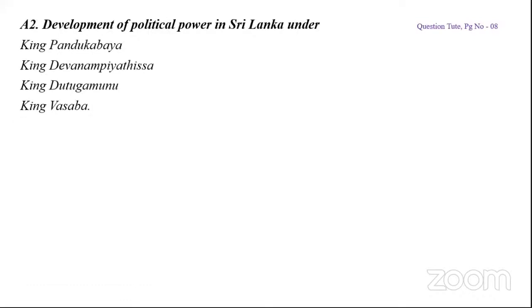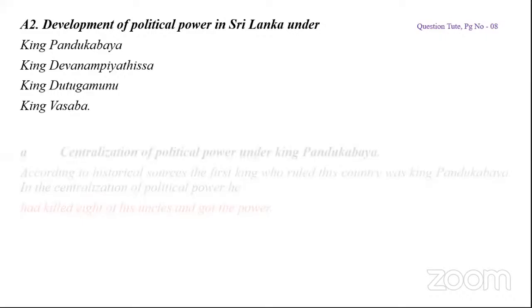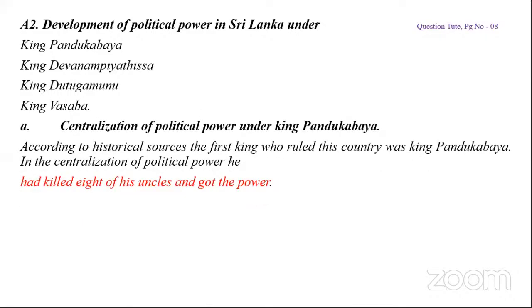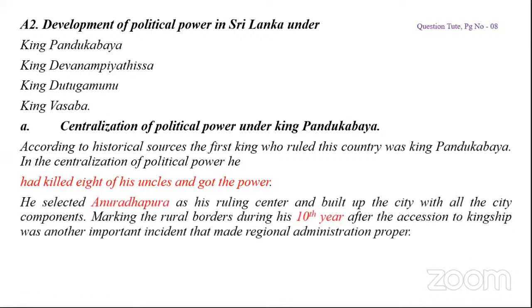Development of political power under those four people. Page number 8 of the question paper. This one, centralization of political power under King Pandukabhaya. According to historical sources, the first king who ruled this country was King Pandukabhaya. In the centralization of political power, he killed 8 of his uncles and got the power. He selected Anuradhapura as his ruling center and built up the city with all the city components, marking the village border during the 10th year after the assassination of the uncles. Another important incident was that made regional administration proper.